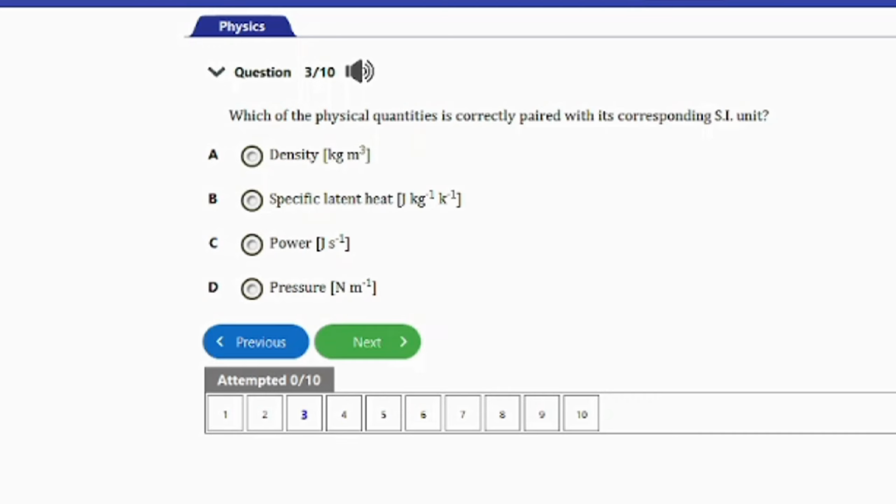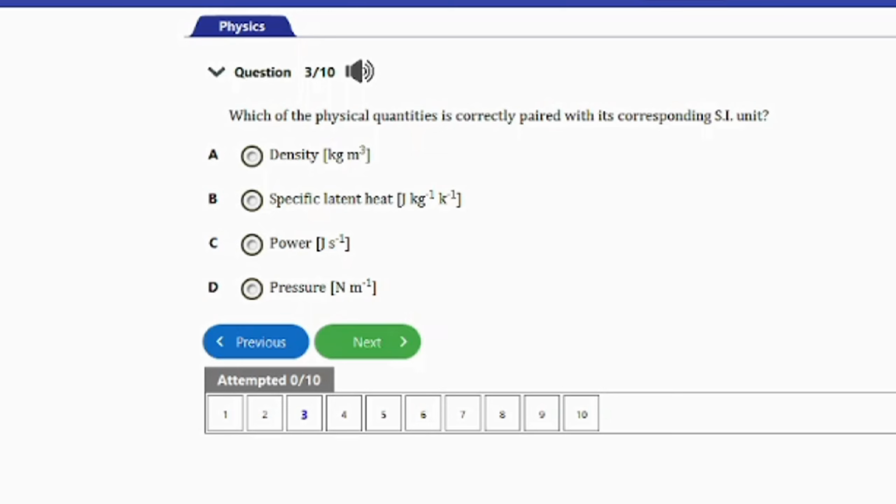So the next question here says, which of the physical quantities is correctly paired with its corresponding SI unit? We have density, kilogram meter cube. So this is wrong because density is supposed to be kilogram per meter cube. And then specific latent heat, joule per kilogram per Kelvin. So this is also wrong. So we have power, joule per second. Then we have pressure, Newton per meter. So this is wrong as well.